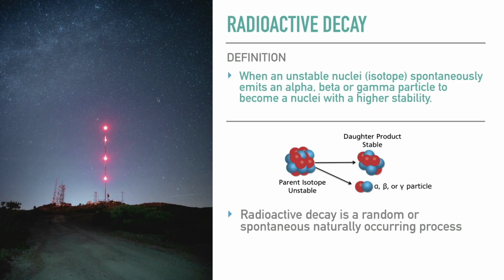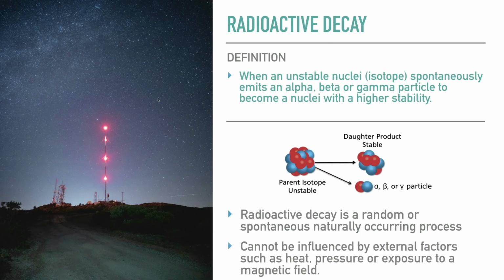One really important fact about radioactive decay and this process is that it's random and spontaneous. It naturally occurs. You can't do anything to influence it. You can't put a magnetic field near it. You can't heat it up. You can't increase the pressure. If this parent isotope wants to release a beta particle under its own steam, it will do so. You can't make it do it. It's naturally occurring, it's random, and it's spontaneous. So we can't influence it at all with heat, pressure, or magnetic fields. And we don't know when it's going to happen.